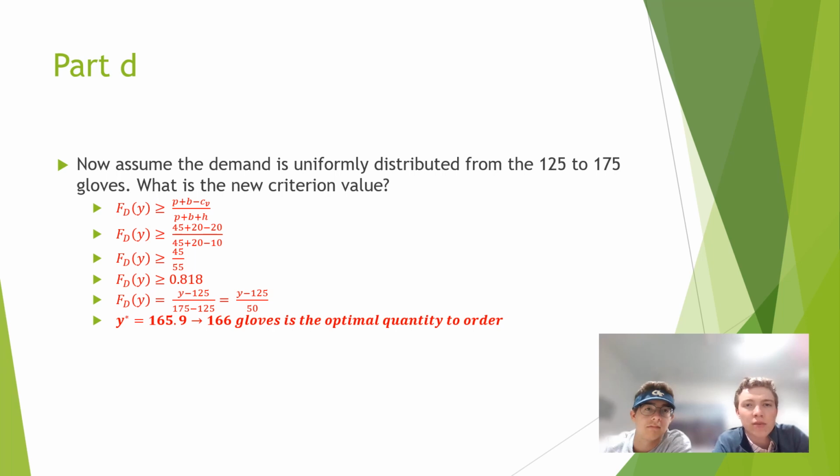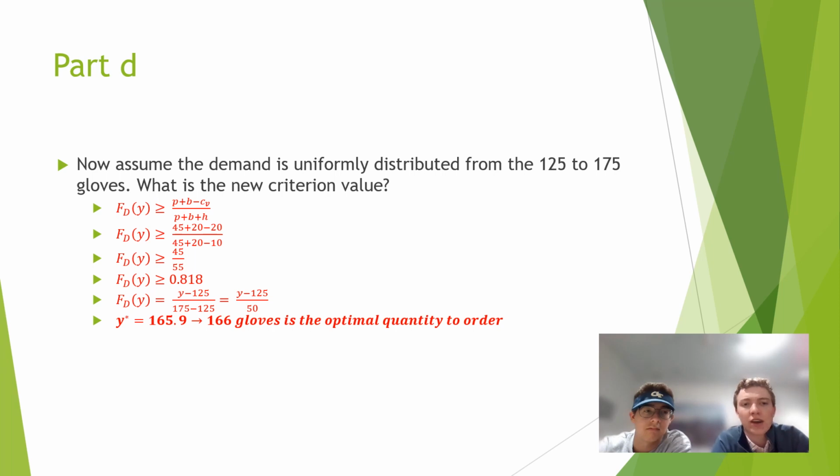Now we're assuming that demand is uniformly distributed between 125 and 175 gloves. What is the new criterion value? So this is a very similar process as part A. You have the same calculation where you have price plus backorder cost minus variable cost over price plus backorder cost plus holding cost. So you get this 0.818 value again.